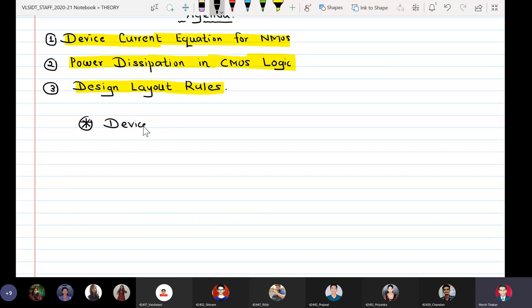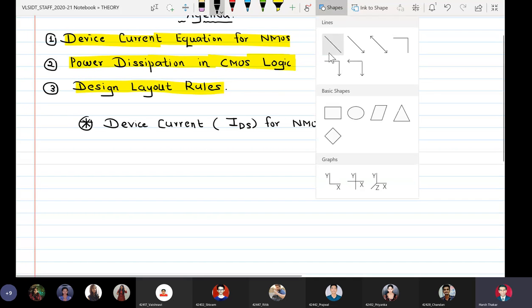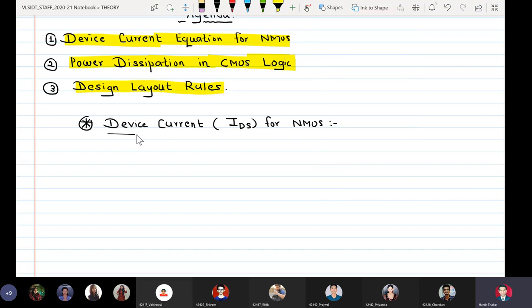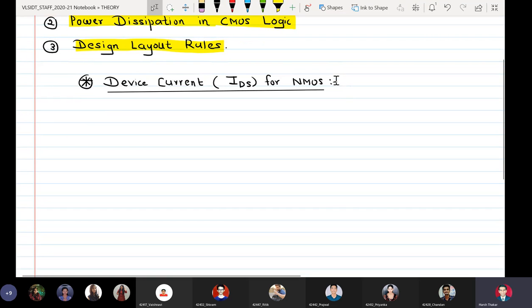So when we say device current in a MOSFET, we actually mean a drain current or the drain to source current. So device current is denoted as IDS for NMOS. And we will discuss what will be the expression for IDS if we consider a PMOS device.